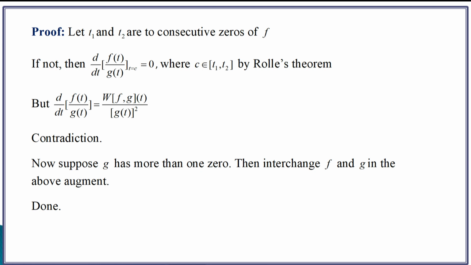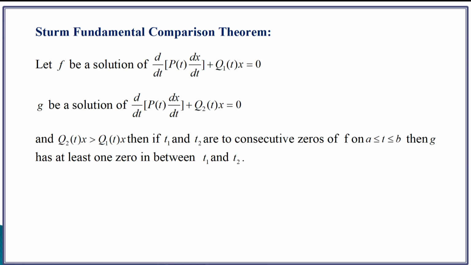That means assume that g(t) by f(t) is the given ratio function, and then try to apply Rolle's theorem on it, and then you will get some contradiction. So this is the proof of Sturm's separation theorem. I am just going to explain one more theorem, just the statement, which is also very important, in the next slide. It is Sturm's fundamental comparison theorem.